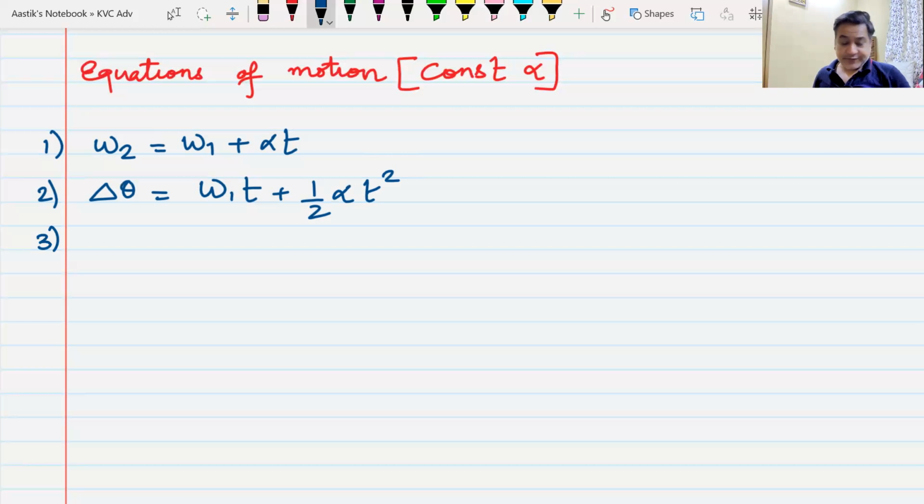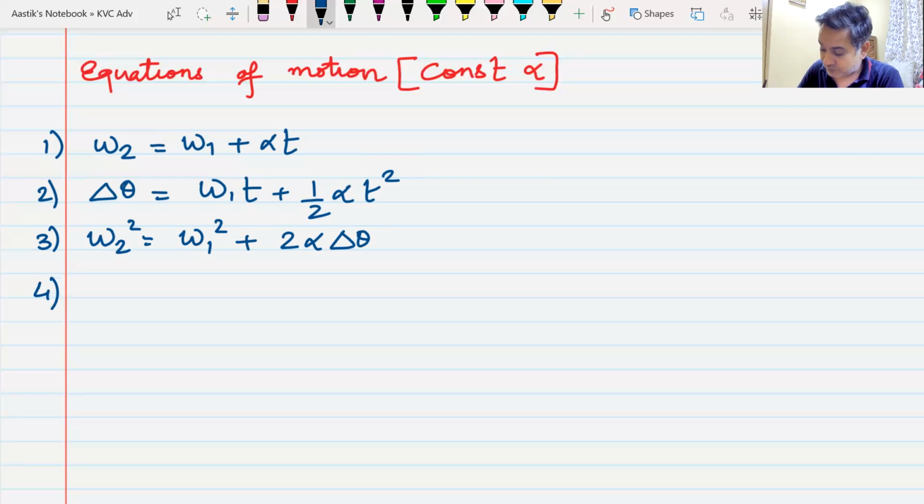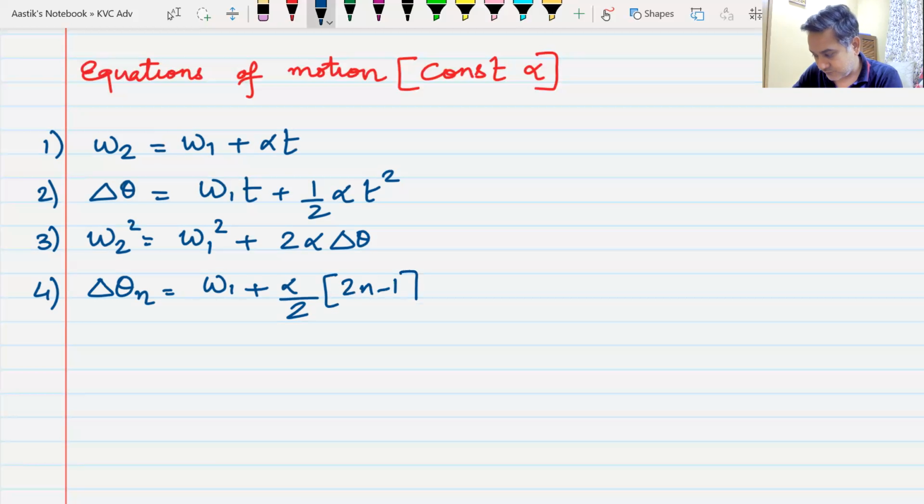Equation number 3: omega 2 square is equal to omega 1 square plus 2 times alpha into delta theta. Do we understand this? Equation number 4: displacement in the nth second is omega 1 plus alpha by 2 into 2n minus 1. Do we understand this?